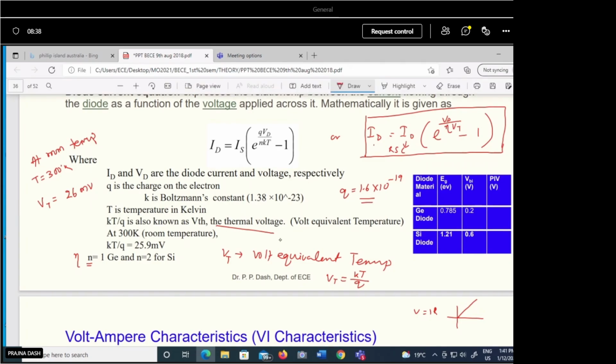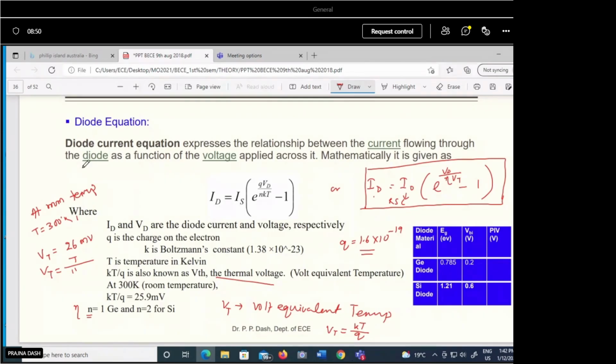If you take q by k, this value is 11,600, so Vt can also be represented as T by 11,600. So if the Vt value is at room temperature, you can directly put 26 millivolt. Or else, if the temperature is given, you can calculate Vt equal to T by 11,600, where the constant q by k is 11,600. By putting this value, you can get the result in the numericals.